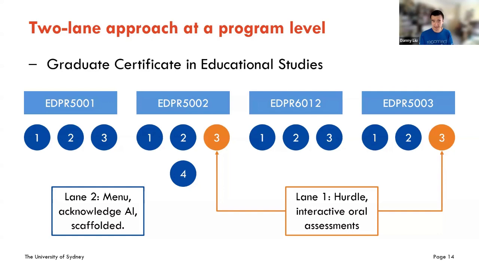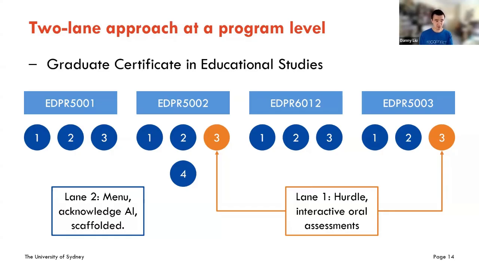We also put in place these lane 1 hurdle assessments at key points in the program. And these assessments were interactive orals where we would sit with a student for 15, 20 minutes, and we would talk them through a scenario with a bunch of questions and a rubric to guide us as well. And what these lane 1 assessments allowed us to do is securely measure, do assessment of learning of those program learning outcomes.